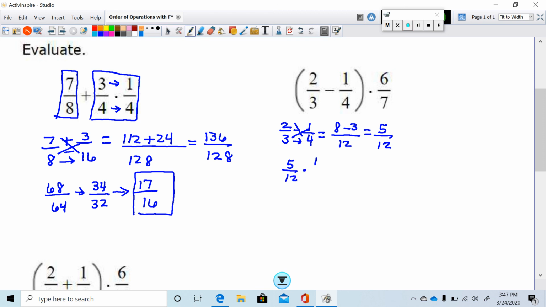Now you're going to multiply it by this 6/7. So again, with multiplication, you go straight across. So 5 times 6 is 30. 12 times 7 is 84. They're both even, so cut them in half. So half of 30 is 15. Half of 84 is 42. And those can be divided by 3. So I'll go ahead and divide the top and the bottom, or the numerator and denominator, by 3. 15 divided by 3 is 5. And 42 divided by 3 is 14.